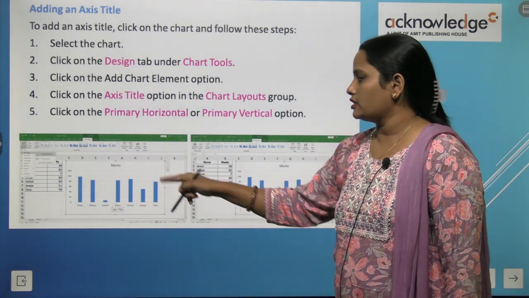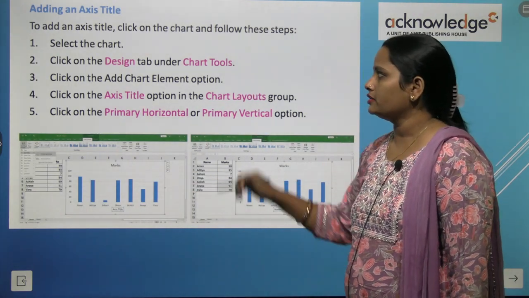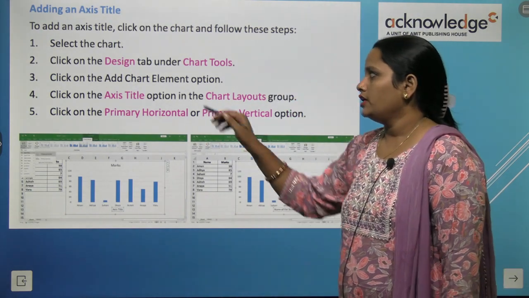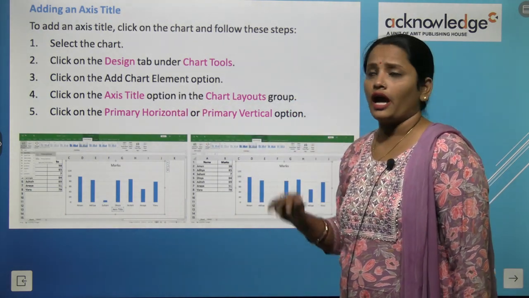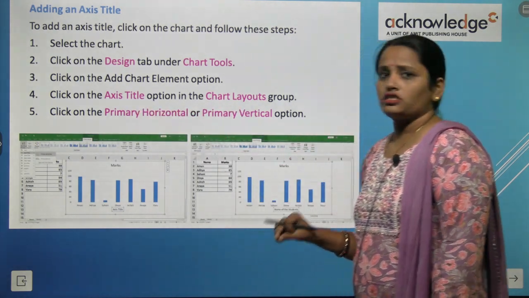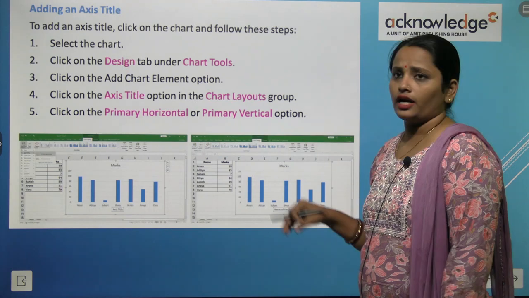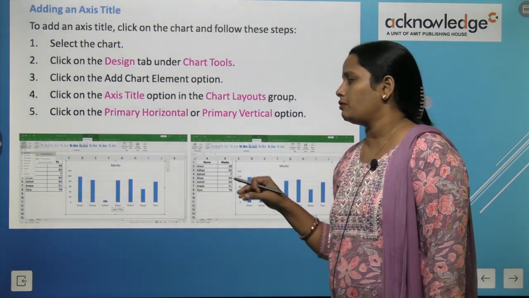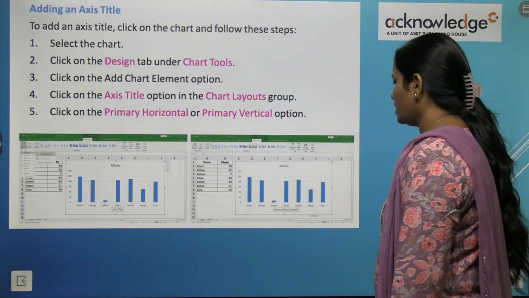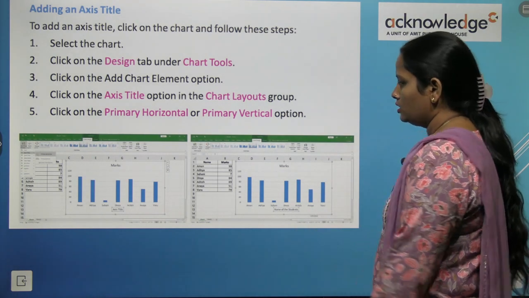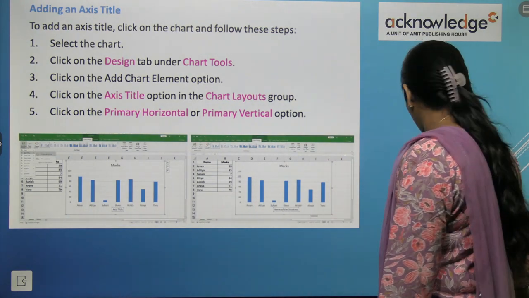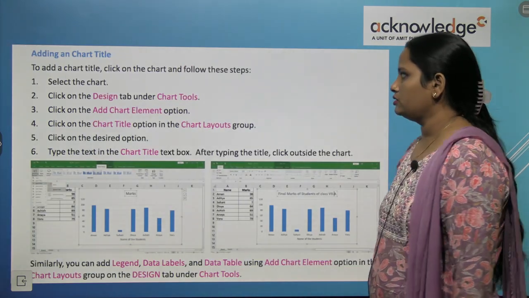We have to first select the chart that is to be edited. Next, we have to go to the design tab in the charts tool. Then we have to click on the add chart element option. Click on the axis option in the chart layout group and click on the primary horizontal or primary vertical option. So after clicking here, what will happen? This axis title will be inserted, and here we can write down the name of our chart.